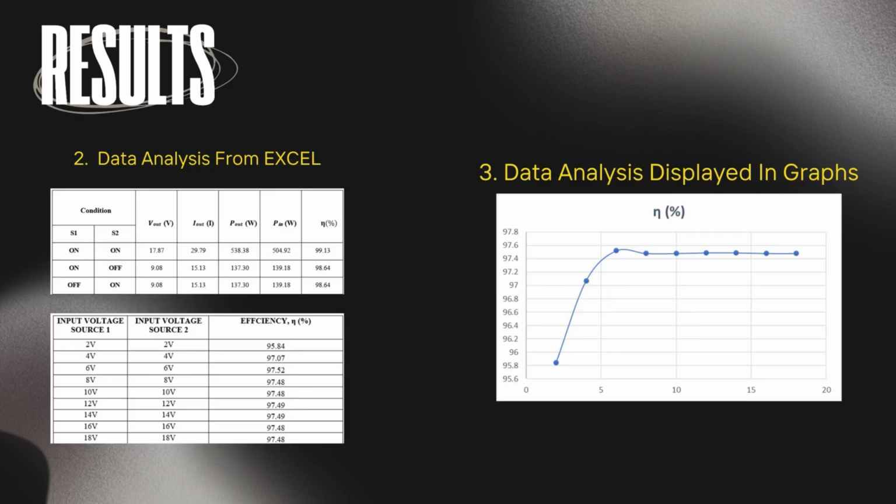Next, after we obtain the result or data from the simulation, it will be transferred into a table in Excel. This is because it will make it easier for us to do the calculation for the efficiency by using the formula P out over P in times 100. After we obtain the efficiency, the data analysis will be displayed in a graph by using Excel, so it will be easier and simpler for us to see the result.